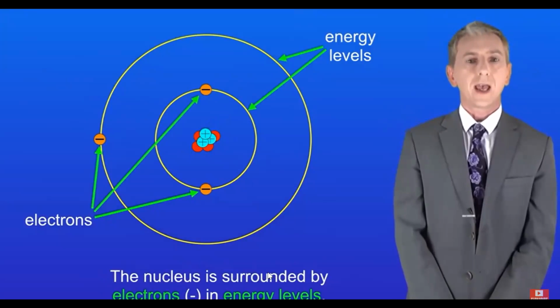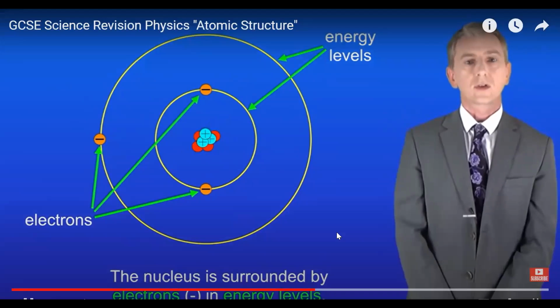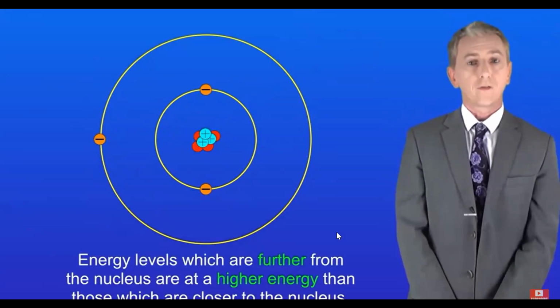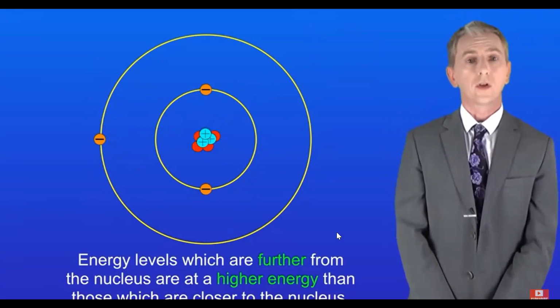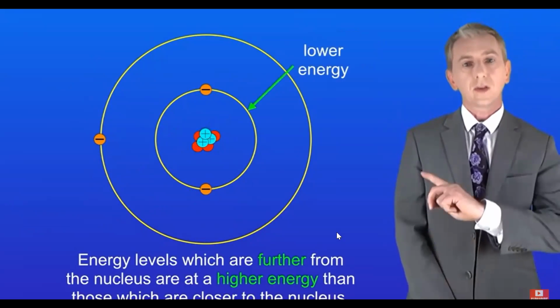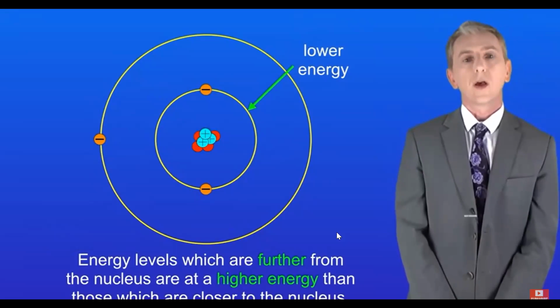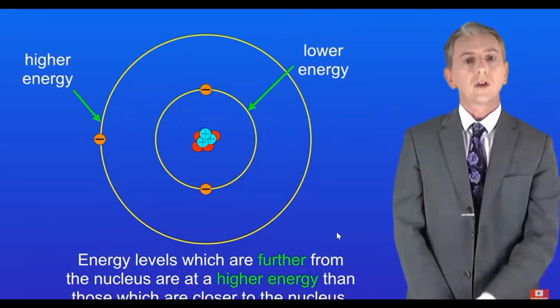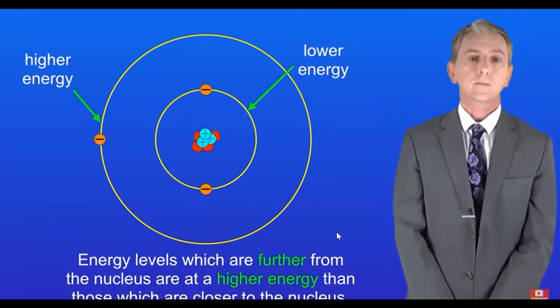We find electrons in energy levels, and energy levels are at different distances from the nucleus. Now there is one key idea about energy levels that you do need to understand. Energy levels which are further from the nucleus are at a higher energy than those which are closer to the nucleus. So this energy level is at a relatively low energy as it's closer to the nucleus, whereas this energy level is at a relatively higher energy, and that's because it's further from the nucleus.